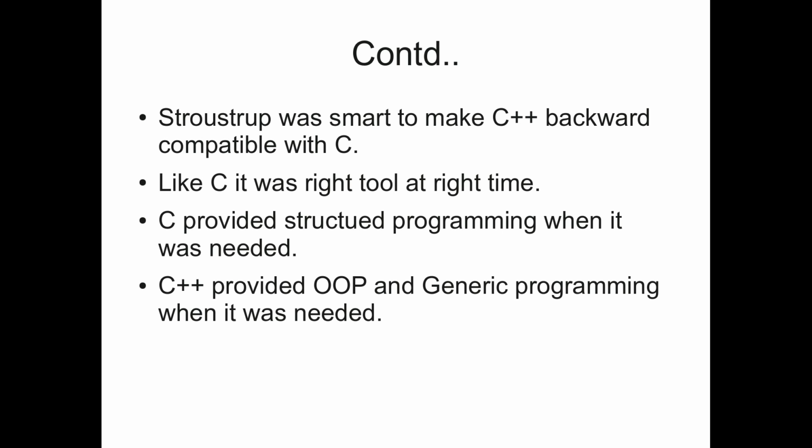Now, if you consider the programming paradigm, C provided structured programming when it was needed. C++ provided OOP and generic programming when it was needed. The paradigms like structured programming or generic or OOP are needed to solve problems. In 1970, the complexity of problems was much less than the complexity which came in 1985. So you needed a far more complex tool. C++ provided that.